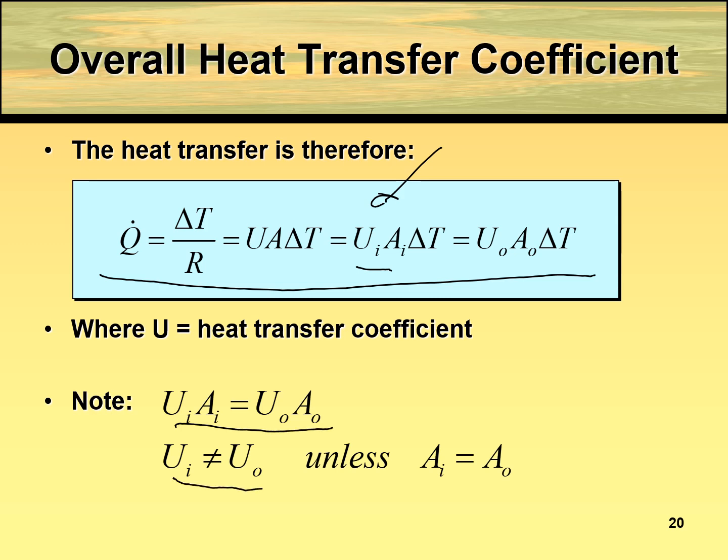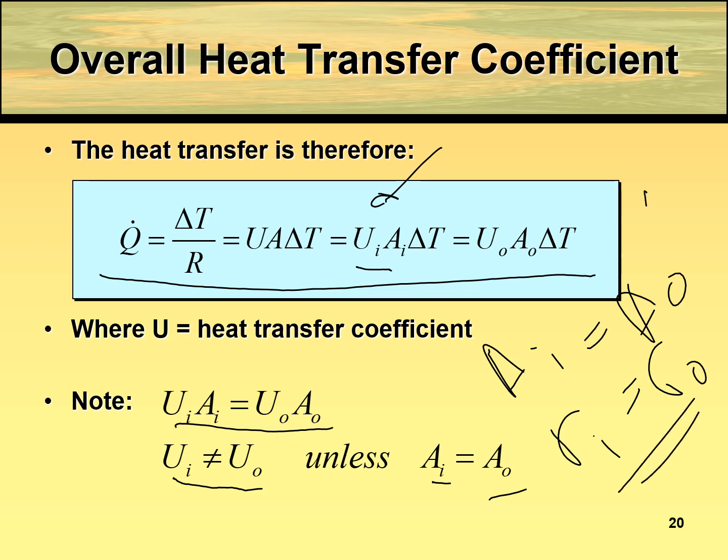But anyhow, UI is not equal to UO, unless AI is equal to AO. So when is AI equal to AO? AI will be equal to AO when the radius of the inner is equal to the radius of the outer. In this case, the thickness of the inner tube is considered as 0, which means UI is equal to UO, and thus AI equal to AO.